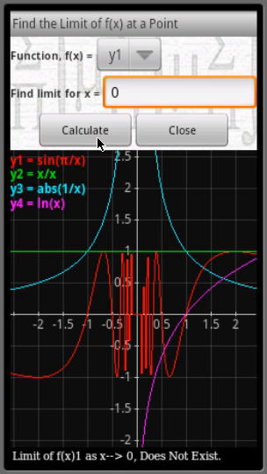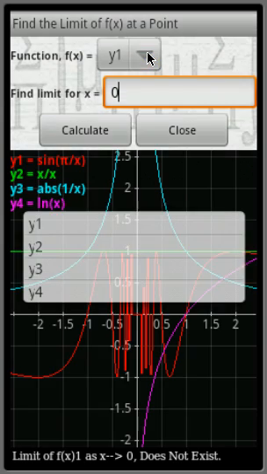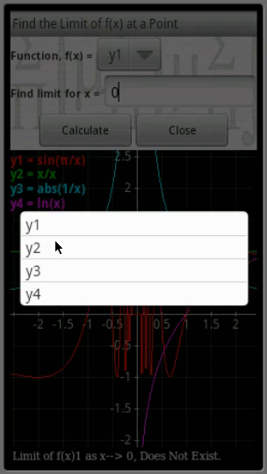And we can see that the application returns the answer: the limit of f of x as x approaches 0 does not exist. And that's because, as I had mentioned before, this is going to oscillate from positive to negative. It's never really going to settle down on one value. Let's go on to y2. So we don't have to enter anything new. We just choose a new function here.